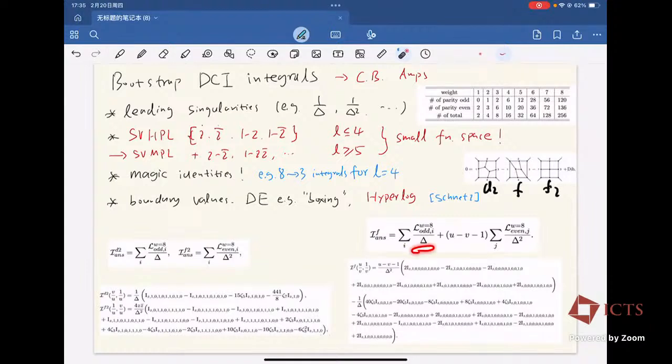So the leading singularities are given by 2 pieces. One is delta, the other is delta square, but with this prefactor. And now you again list the coefficients and impose these boundary values. You get this result. So this can be viewed as an independent check of this magic identity, which before you only knew from integrability. Now you can really bootstrap all these 4 loop DCI integrals individually.